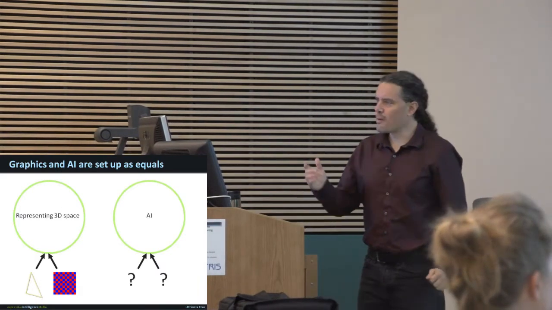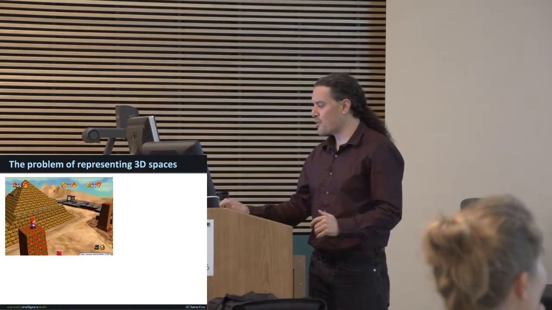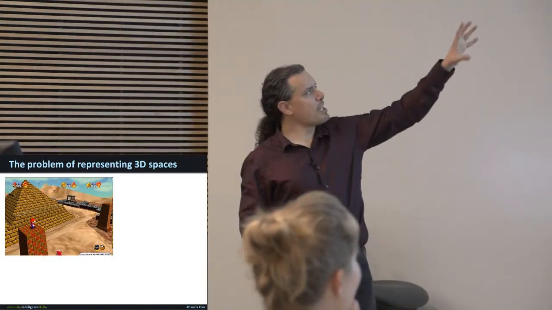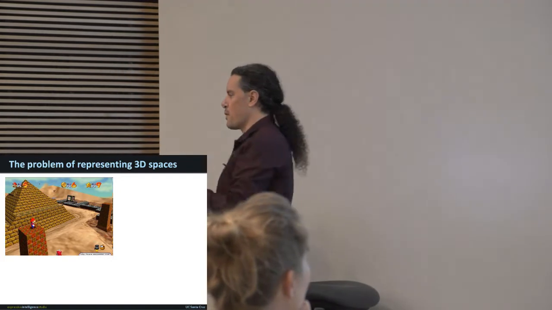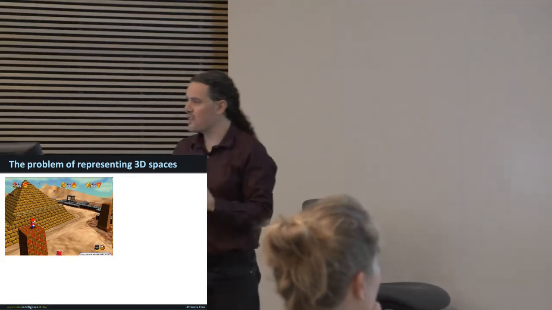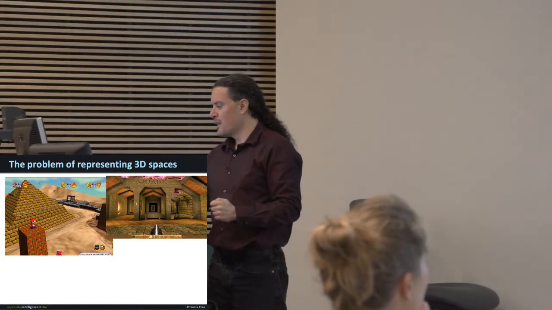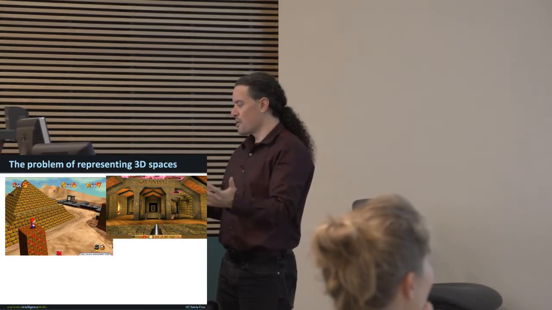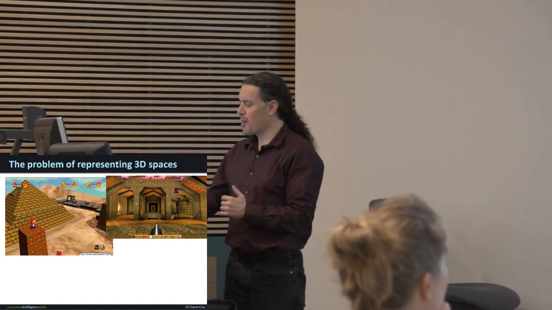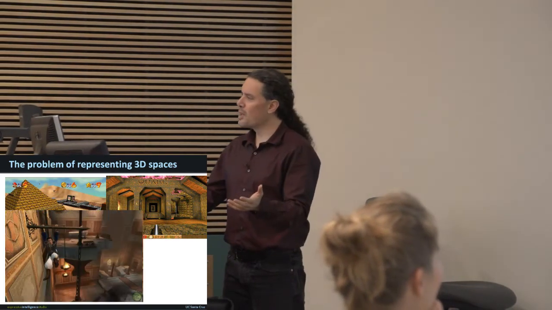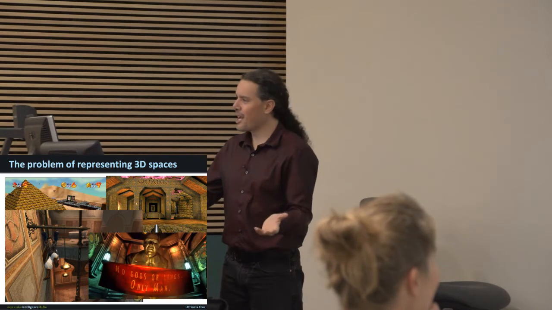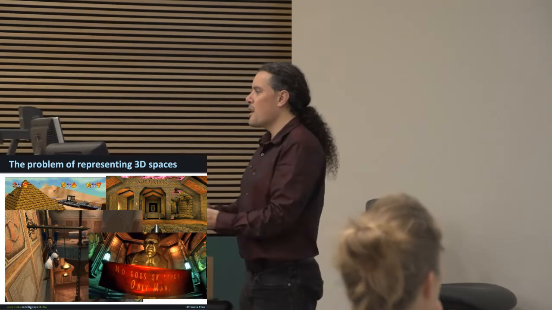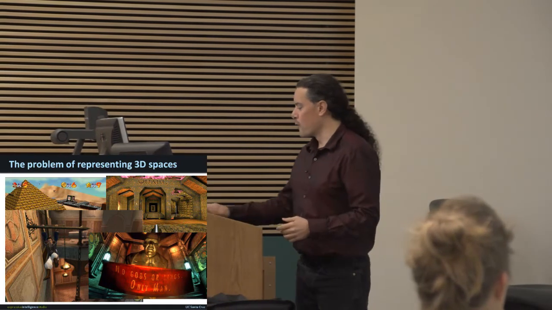So let's look at the problem of representing 3D spaces across a bunch of games, right? Here we see a game and we need to represent 3D objects in space with different sort of textures that represent different physical properties, right? Here we need to represent 3D objects in space that you can move around in with textures representing different physical properties. And here we have to do it again, right? Oh, and we need to do it again, right? So across all these different screenshots, the same fundamental problem is being solved over and over again.